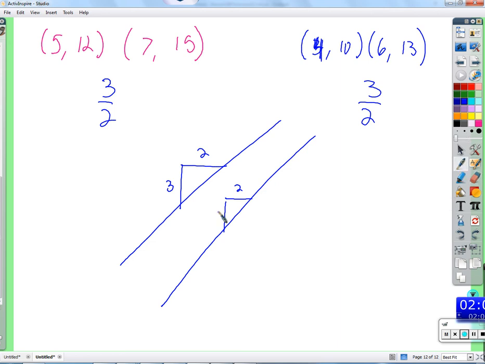What if I'm going 1 over 2? Now where am I going to intersect? Down, over there. Not here. They're going to get further apart as I go to the right. But as I come back this other way, they're going to intersect with each other.